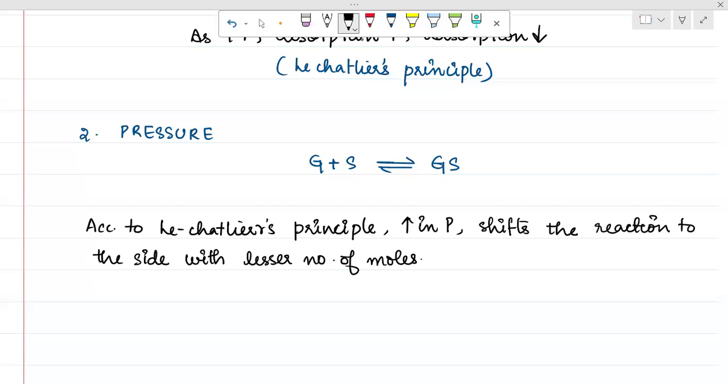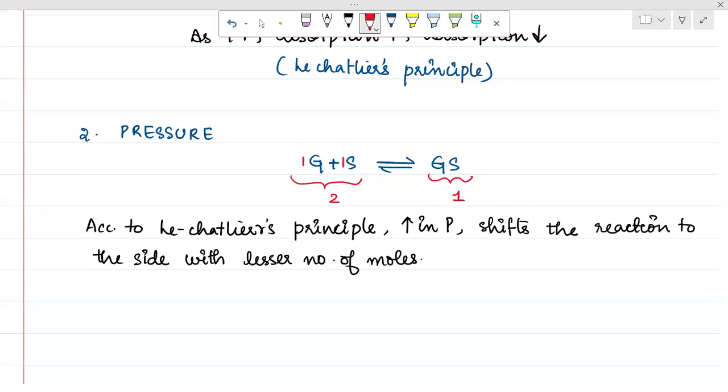So see, according to the Le Chatelier's principle, if you have a reaction which is under equilibrium and you increase the pressure, the reaction always shifts towards that side where the number of moles are less. So here there is 1 mole of gas and 1 mole of solid, so a total of 2 moles. Here you have only one complex, 1 mole. So what will happen? If you increase the pressure, the reaction shifts towards right.